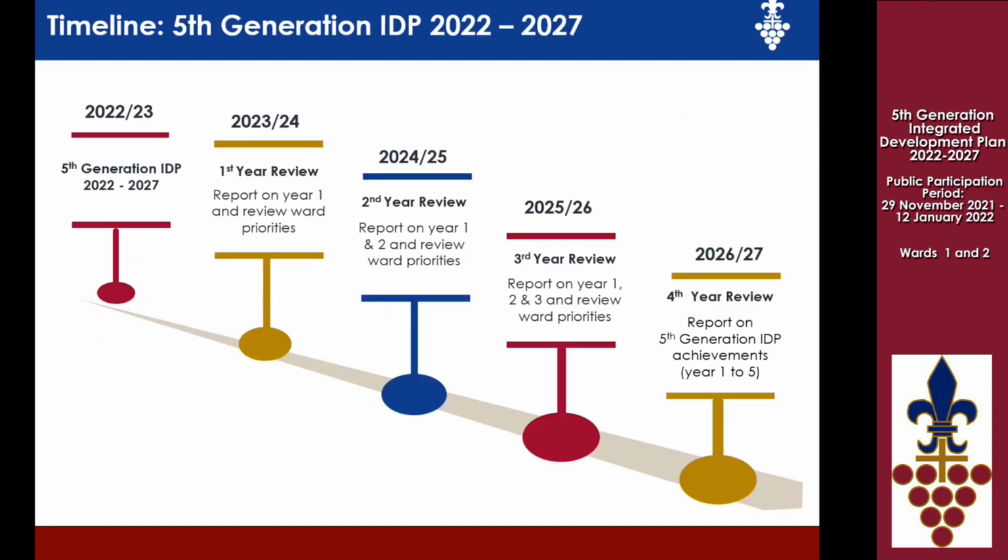Okay, so the timeline, remember it's a 5-year program. We start off in 2022-23 to set up the whole 5th generation IDP that will then last from 2022 to 2027. Then we come back in 2023-24, which is the first year review, and report on year 1 and review ward priorities, also the way forward. Again, 2024-25 would be the second year of review. We report on year 1 and 2 and review ward priorities. And so we go on to 2025-26, the third year review, report on year 1, 2, and 3, and review ward priorities. And then finally in 2026-27, the 4th year review, report on the 5th generation IDP achievements for all of the 5 years. Thereafter, we have another election and the whole process restarts.